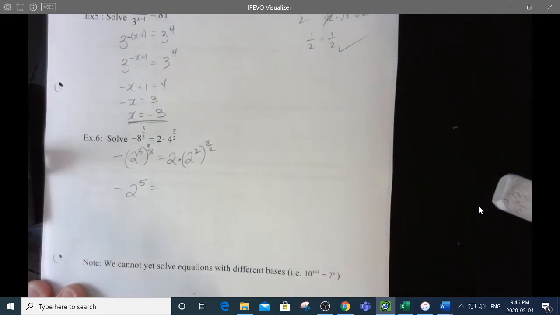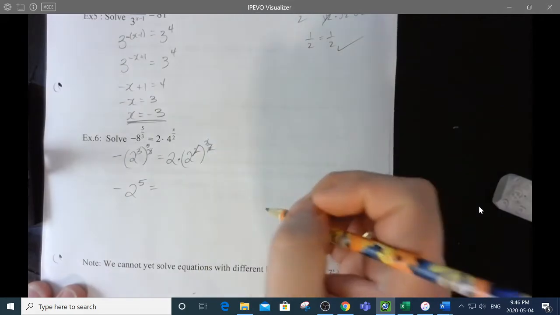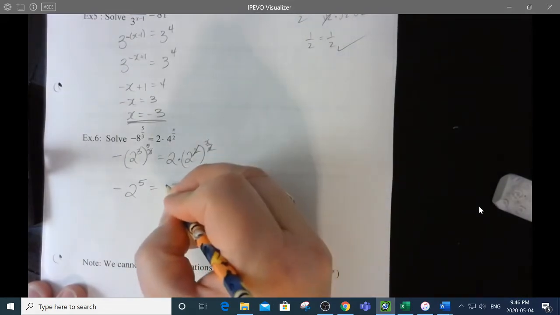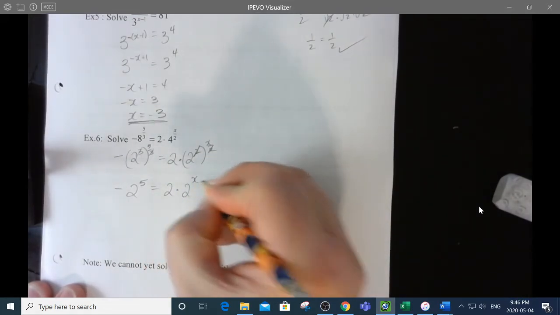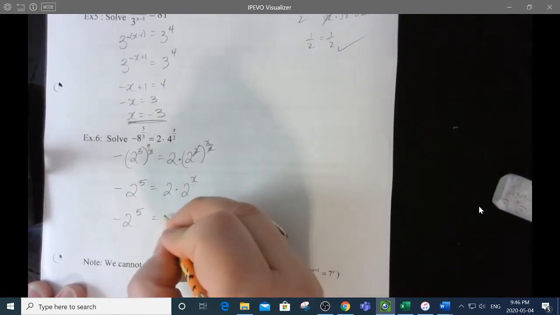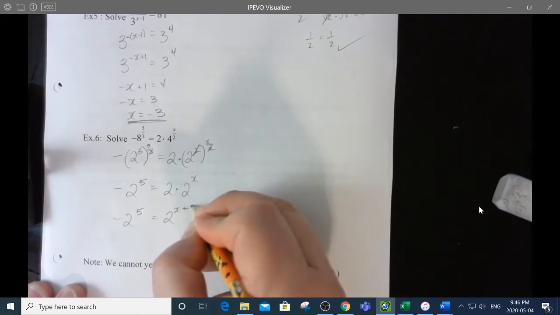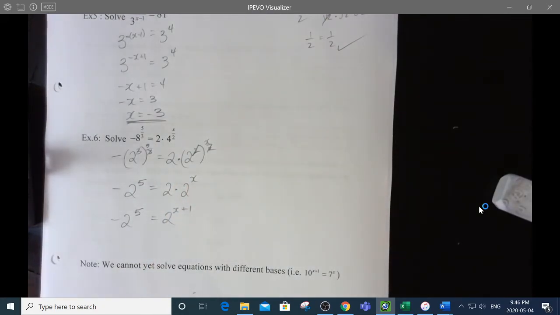and you know, at this point, I should recognize that, Houston, I've got a problem. Anybody see the problem yet? All right, I'll keep going. I'll divide those 2's, because, you know, I'm multiplying 2 by x over 2, which is going to be 2 times 2 to the x. So now I have negative 2 to the 5 equals 2 to the power of 1 plus x. So I'll just write that as x plus 1. Anybody see the problem yet?